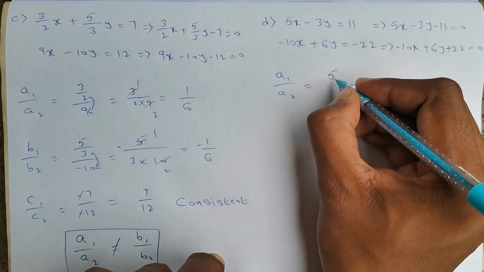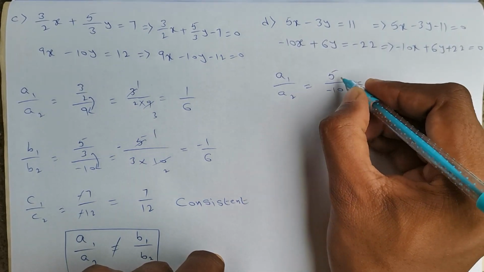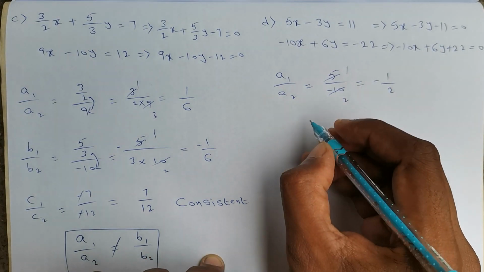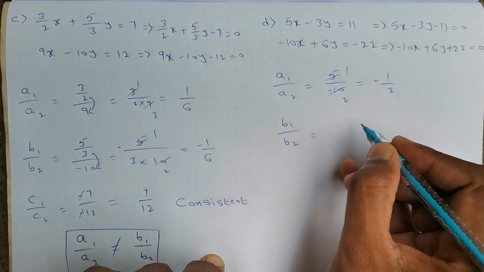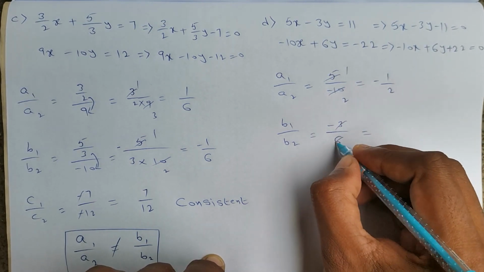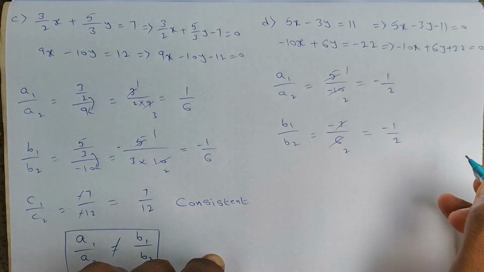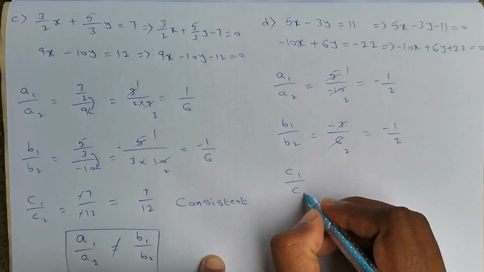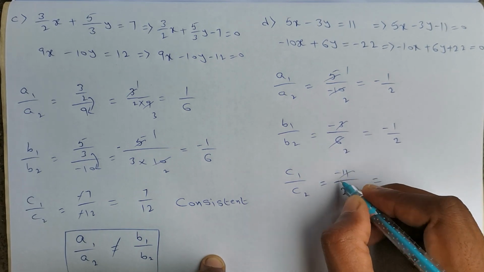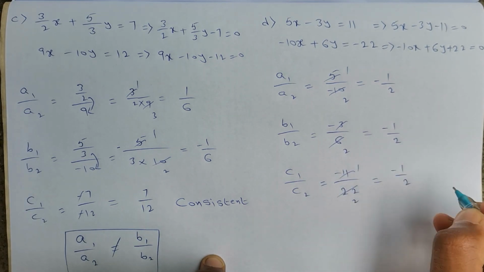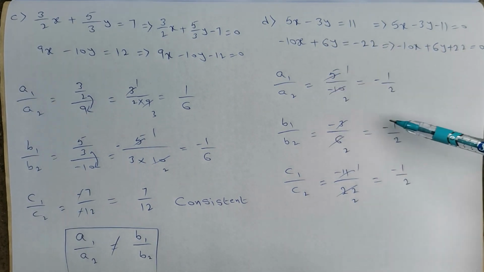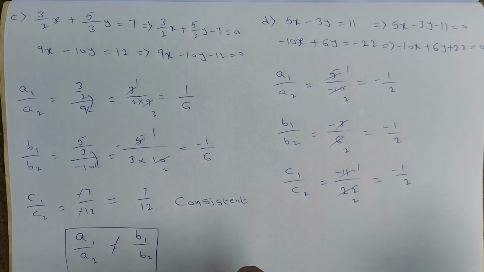Here a1 is 5 divided by a2 which is minus 10. So 5 1s are 5, 5 2s are 10, minus 1 by 2. Next b1 by b2. Here b1 is minus 3 divided by b2 which is 6. 3 1s are 3, 3 2s are 6, so we remain with minus 1 by 2. Then c1 by c2. c1 is minus 11 divided by c2 which is 22. 11 1s are 11, 11 2s are 22, minus 1 by 2. If we observe the values, a1 by a2 is minus 1 by 2, b1 by b2 is minus 1 by 2, c1 by c2 is also minus 1 by 2.